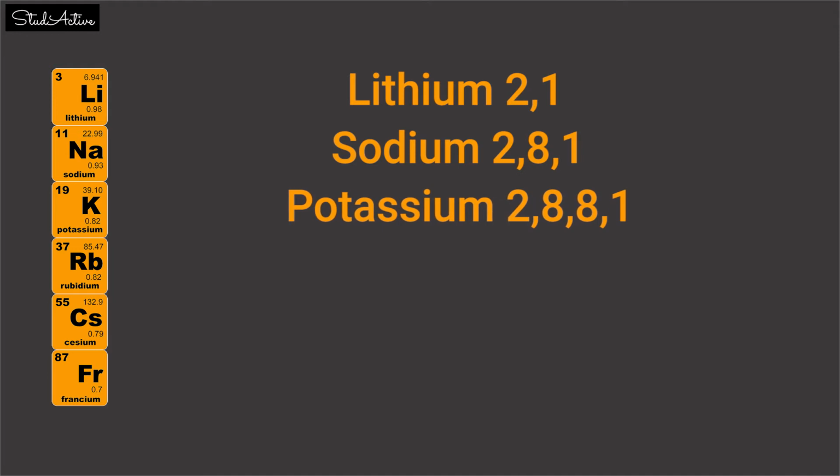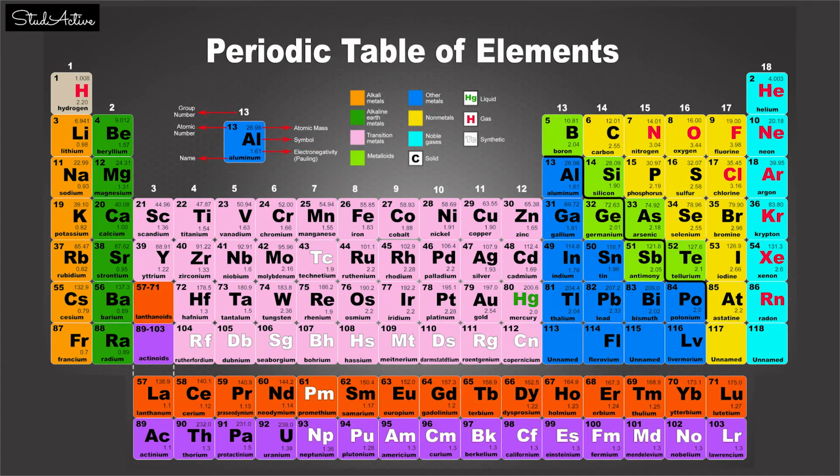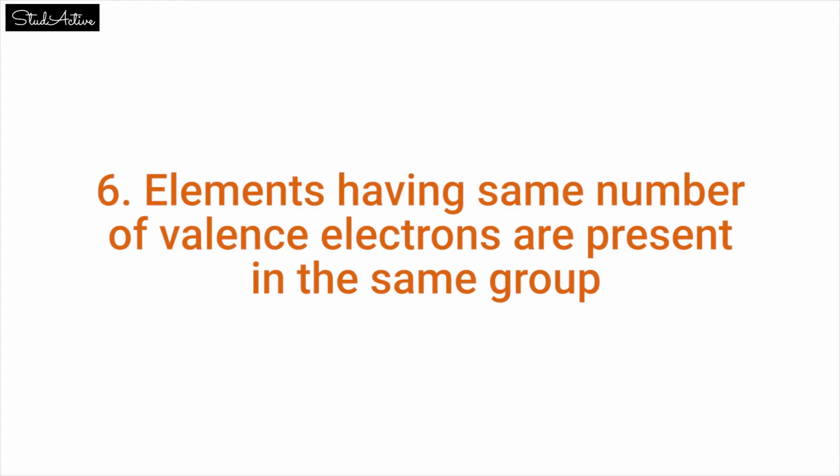What do you notice? The common thing between all these three elements is that all of them have one valence electron in their outermost shell. Also, they belong to the same group, that is 1A. Hence, we say that the elements having the same number of valence electrons are present in the same group.